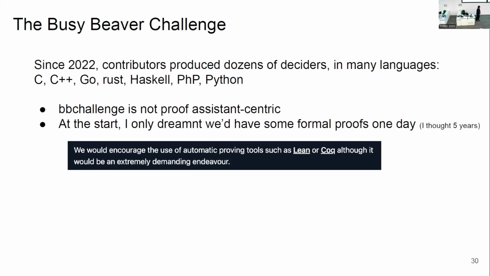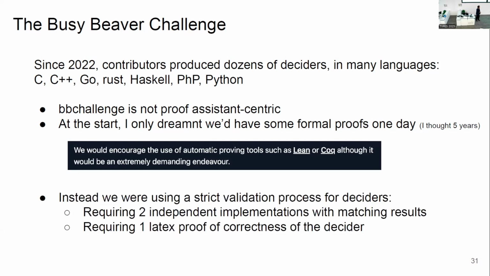And bbchallenge was not proof assistant centric, meaning that when I started the challenge, I thought it would be really hard to do. I had a phrase on the website, like, it would be nice if you do it, but okay, it's impossible, so it's okay if you don't. Instead, what were we doing? We were asking a very strict validation process: any decider that was written by someone had to be matched by an independent implementation. And we asked for a LaTeX proof for lack of better alternative.